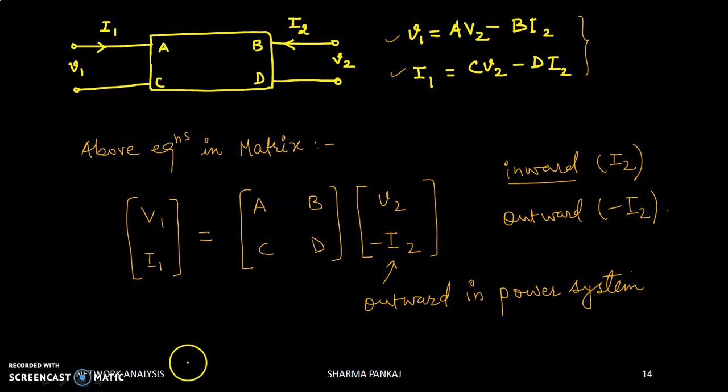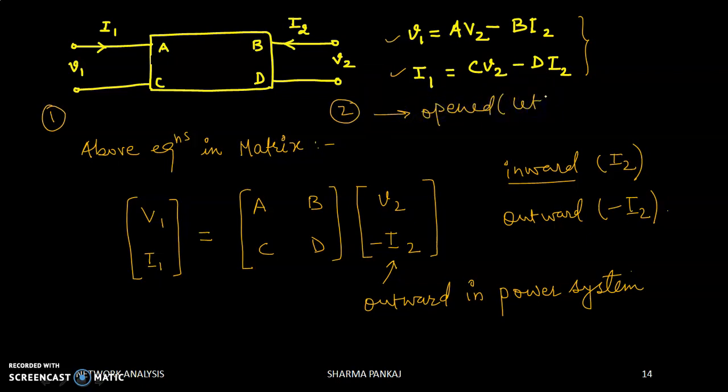Now see this. This is port number 1. This is port number 2. We have seen this. Now I am giving you the direction in which to think. Now if we open port number 2, what will happen? If it is opened, I2 will cease to flow. I2 will be 0.